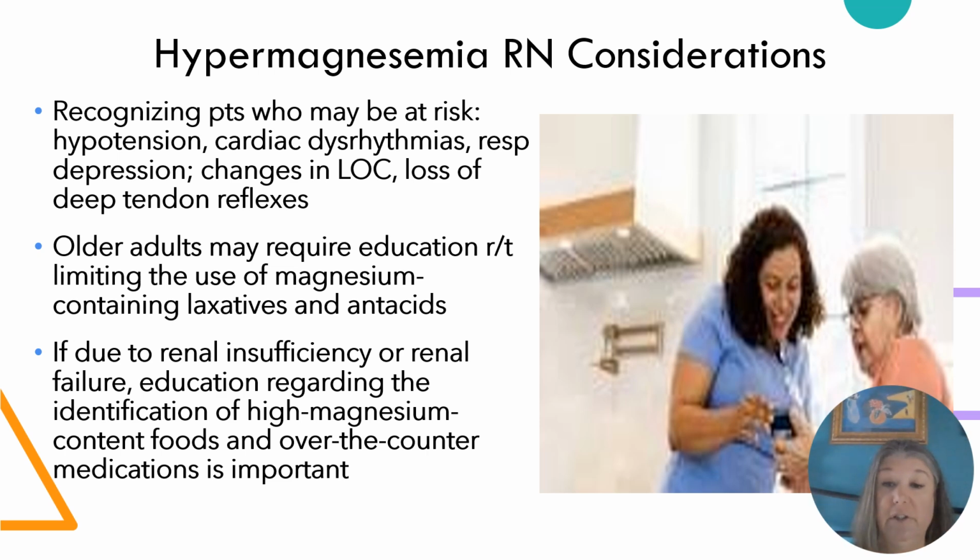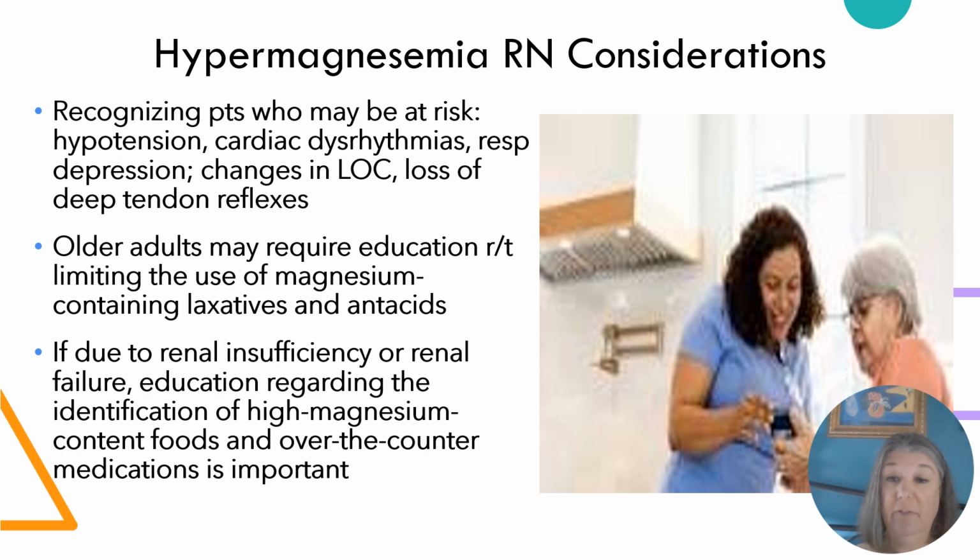RN considerations. So clinical manifestations, we're going to want to be monitoring vitals related to hypotension, EKG related to cardiac dysrhythmias. They're going to be on monitoring. Respiratory depression is possible with this because, again, too much mag, our muscles are going to be all languid and whatnot. Neuro assessments. We want to look for changes in level of consciousness, deep tendon reflexes.